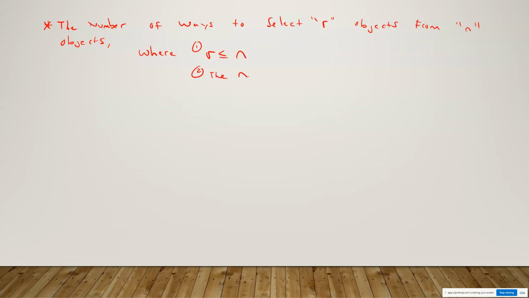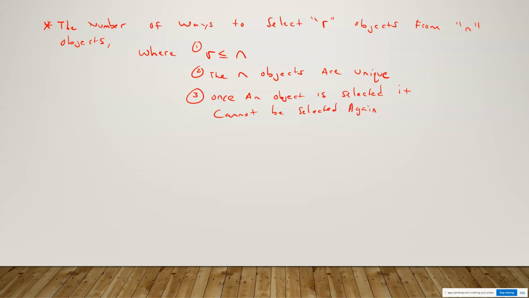The N objects are unique. Sticking with the t-shirt example, each of the 10 t-shirts is different. Once an object is selected, it cannot be selected again. For example, if I want to pack those t-shirts for a trip, I want 6 t-shirts, and I'm going to be on vacation for 6 days. I'm not going to pick the same t-shirt for all 6 days. So once it's selected, I don't select it again.